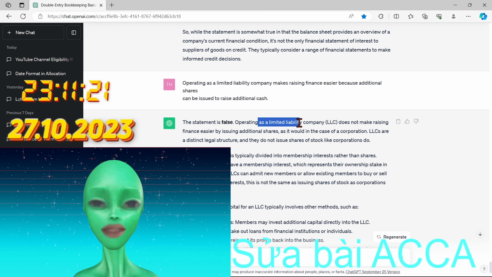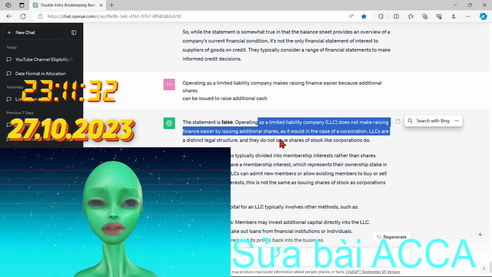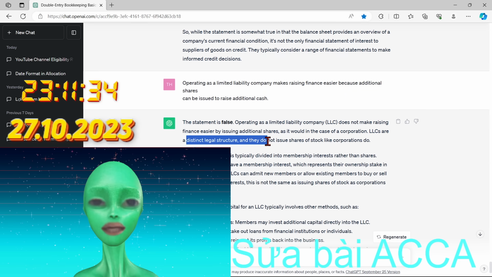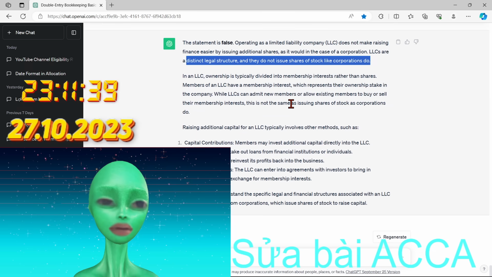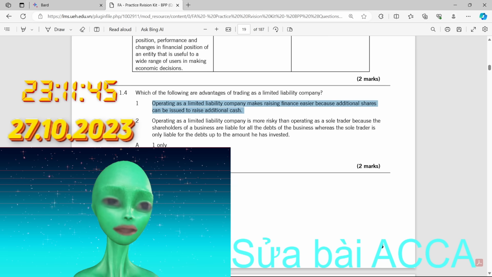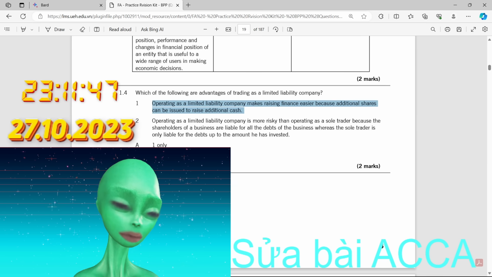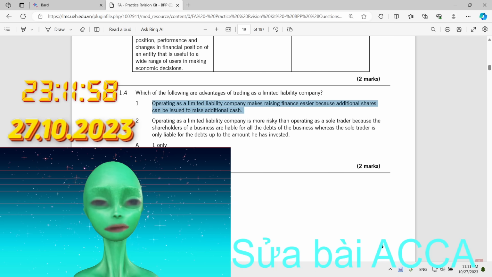Operating as a limited company does not make raising finance easier by issuing additional shares, as it would in the case of a corporation. LLCs are a distinct legal structure and they do not issue shares of stock like corporations do. So neither the first nor the second statement is true. So we will come to 1.5.